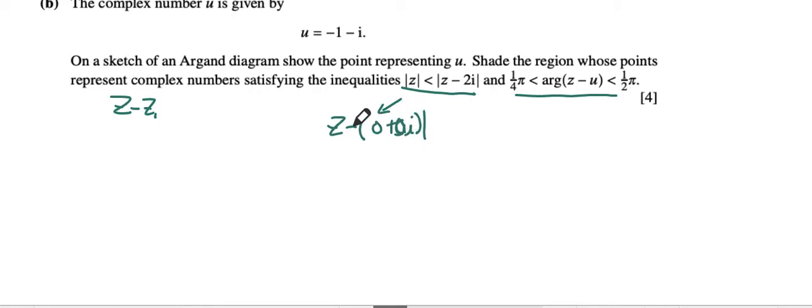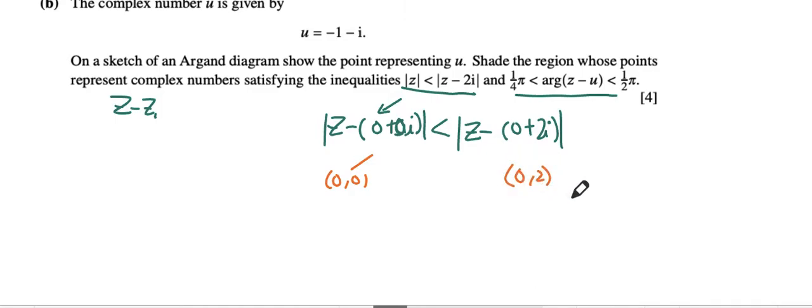Just for understanding, you don't have to if you know what it is. Then this is less than modulus z minus 2i. And what is z minus 2i? If I write it in the form of z minus z1, it is z minus 0 plus 2i. So what are those two coordinates? Those two coordinates are (0, 0), which is at the origin, and then this one will be (0, 2), on the imaginary axis.